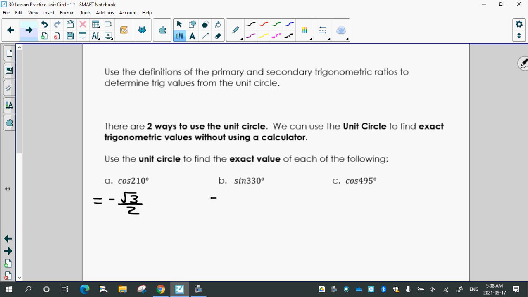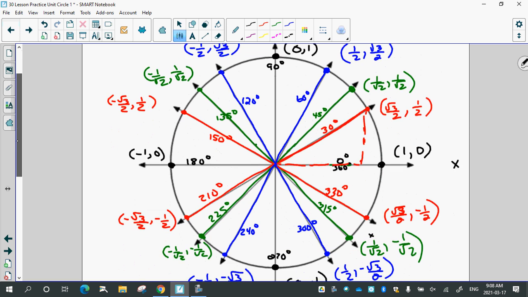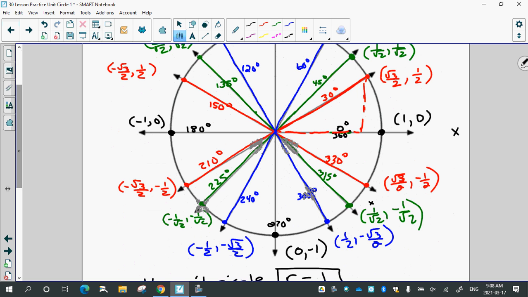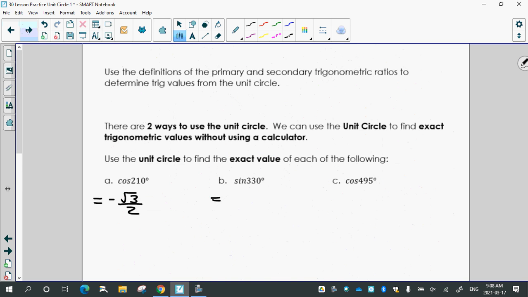Sine of 330. So sine is y over r, but r is 1 on the unit circle, so it's just the y value. So we look at 330 degrees, find the y value, negative 1/2, and that's going to be the sine of 330 degrees.